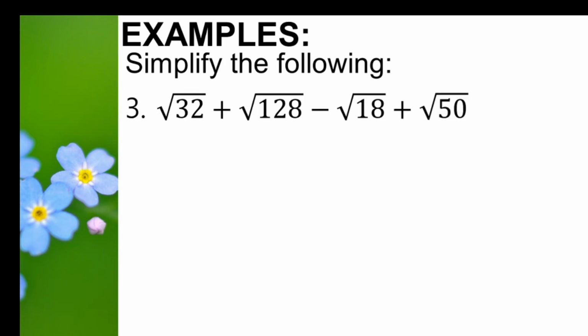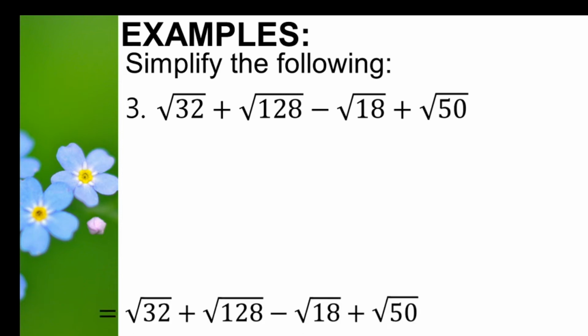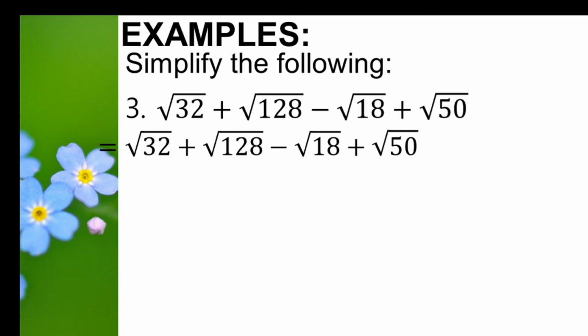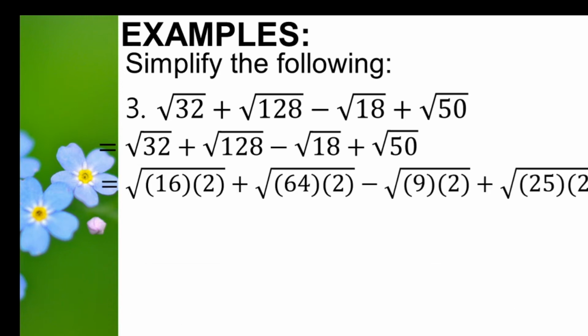Number 3. Square root of 32 plus square root of 128 minus the square root of 18 plus square root of 50. At first glance, we may say that the expression has no similar radicals. However, we need to simplify the radicands first in order to combine the radical expressions.